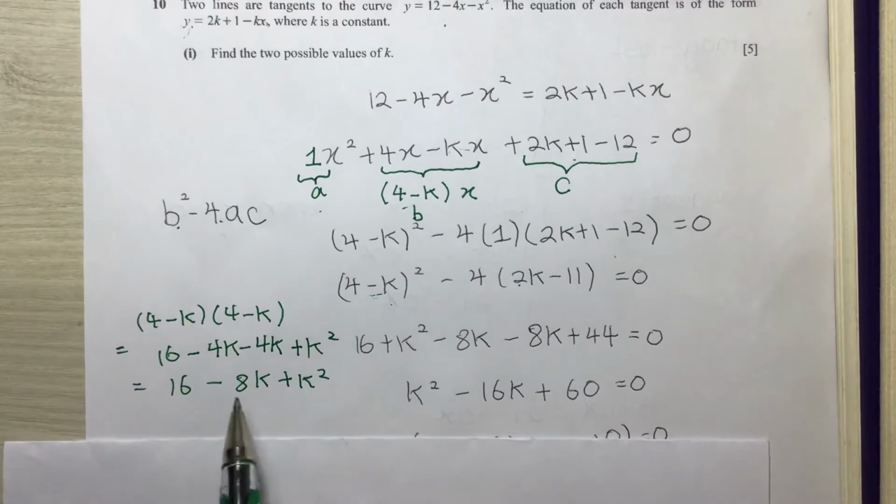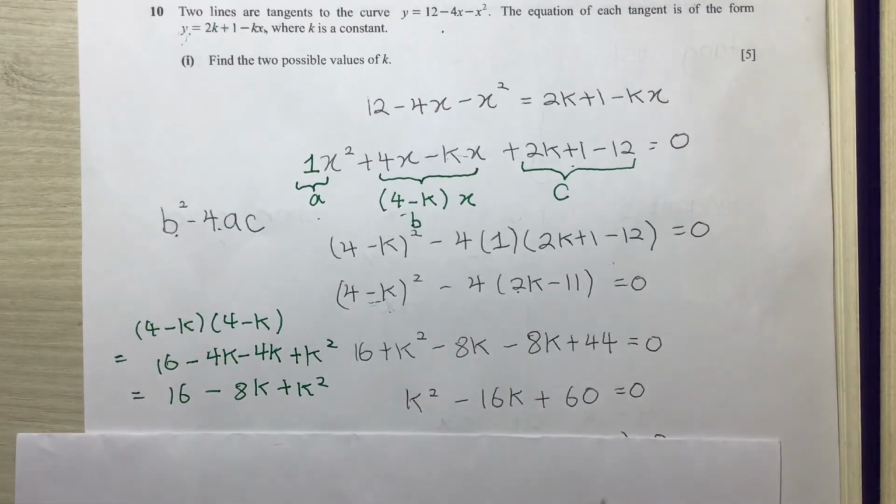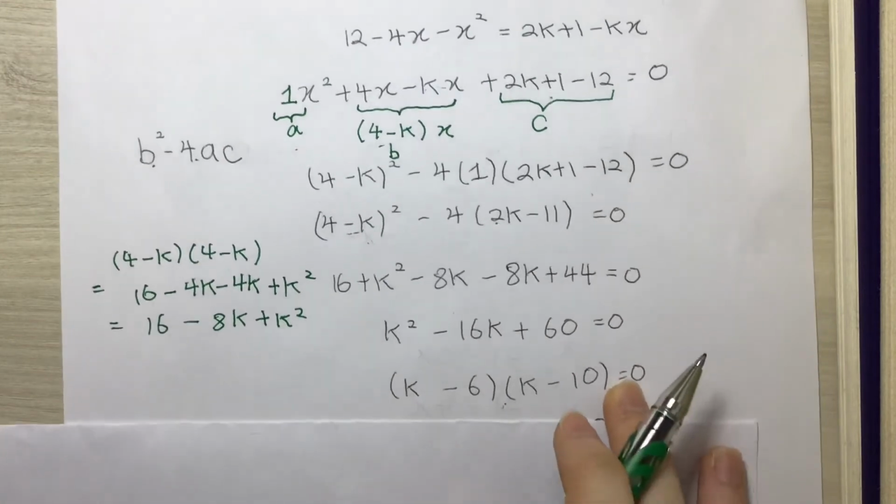Then I just put the entire expression over here. So this is how I got to this part. And after that, you just have to continue to simplify this long equation into a shorter, more straightforward quadratic equation like this. And all you have to do is to factorize this equation in this way.